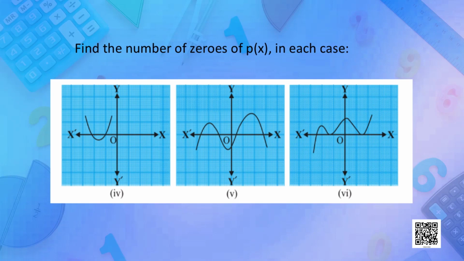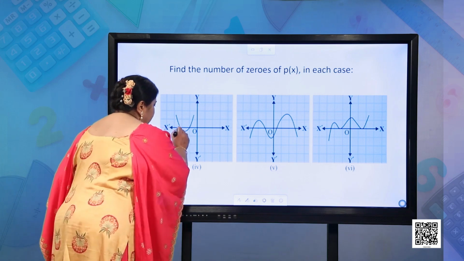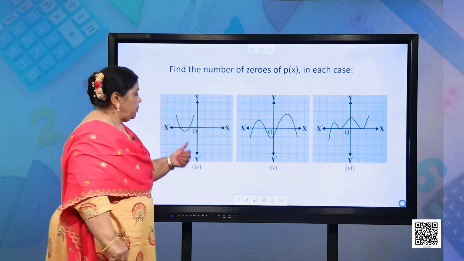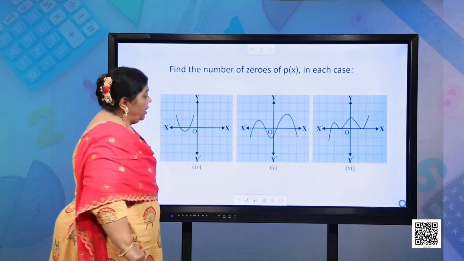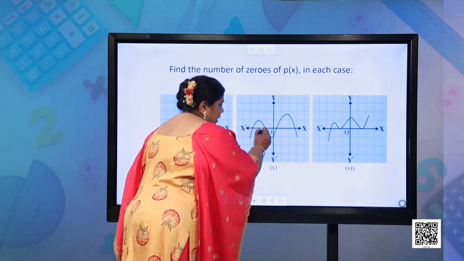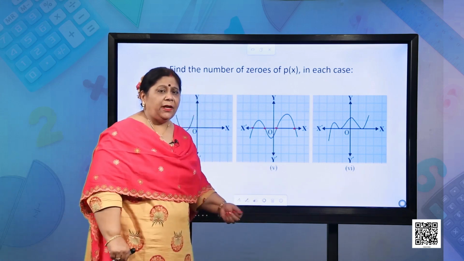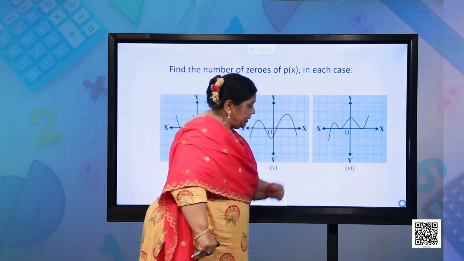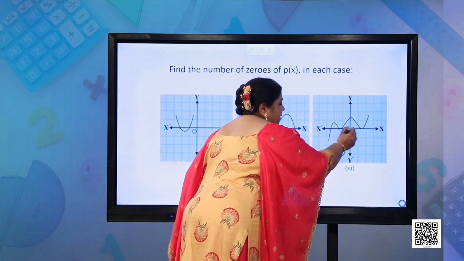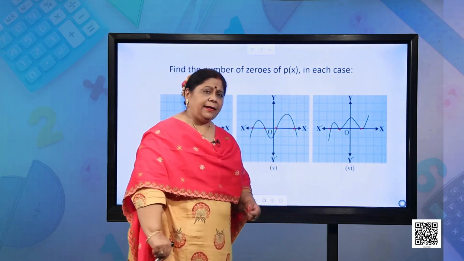Let us look into the fourth case. Here we have to find the number of zeros. Can you see this parabola is touching the x axis at 2 points. So, the number of zeros here will be 2. What about this case? We can see the x axis is cut by the curve at 4 points. So, the number of zeros in this case will be 4. In the sixth case, yes, you are right. Can you guess how many zeros? Yes, they are 3, because the curve is cutting the x axis at 3 points.